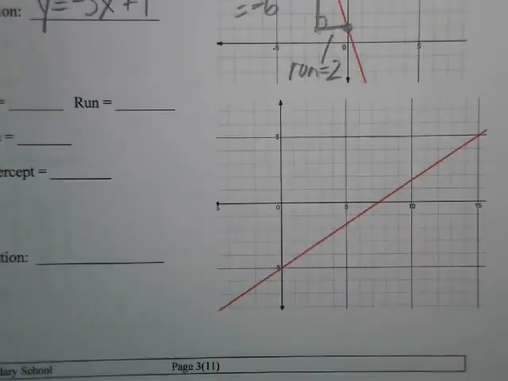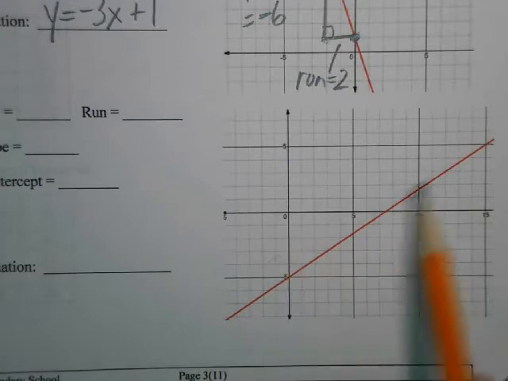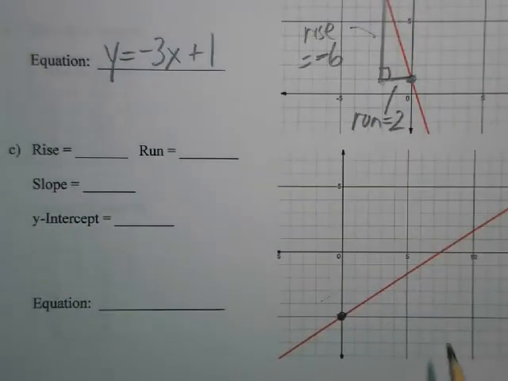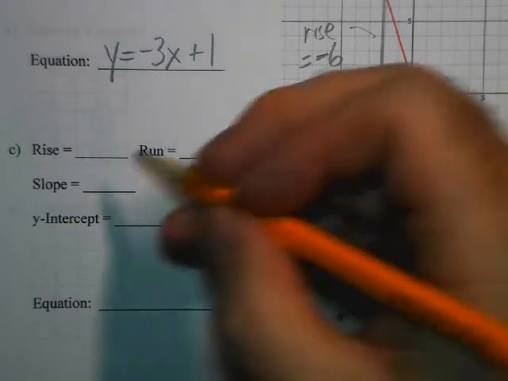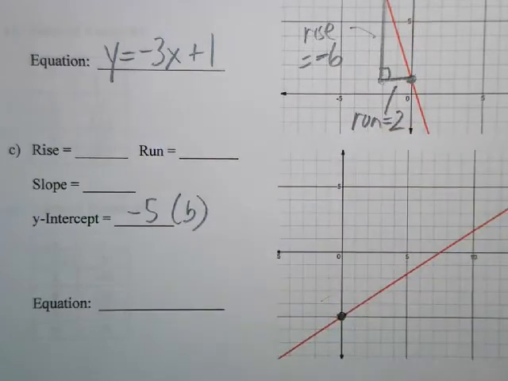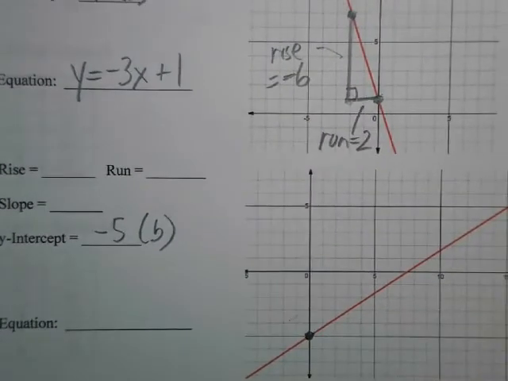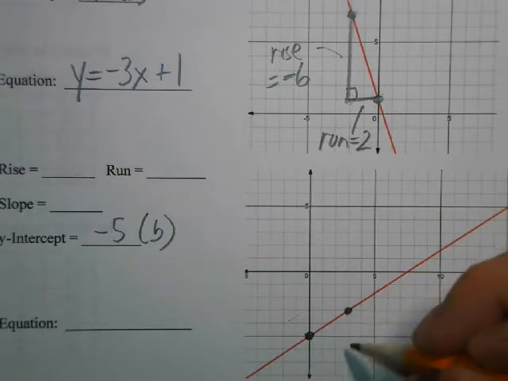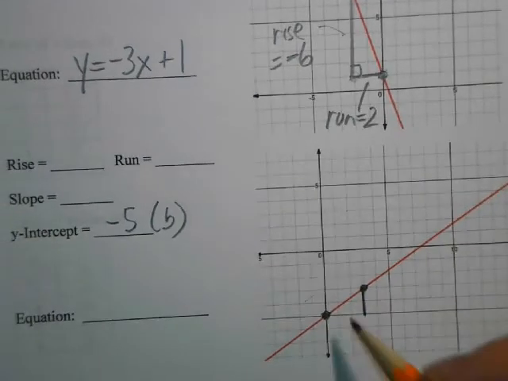Okay, last example here. This line's not quite as steep as the other two. The first thing again, find the y-intercept. It's right there. That has a value of -5. So I put that in here. That's my b value, the y-intercept. Now find another point. Well, that looks like a good one there. So I drop that down to where my other point is and draw this across.